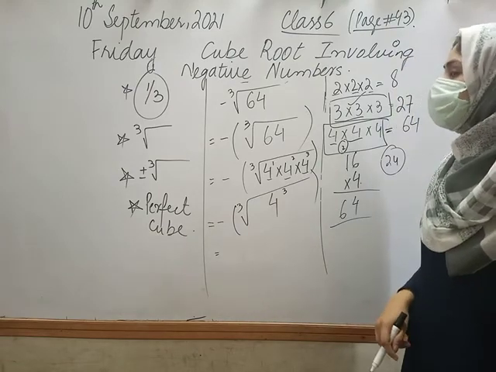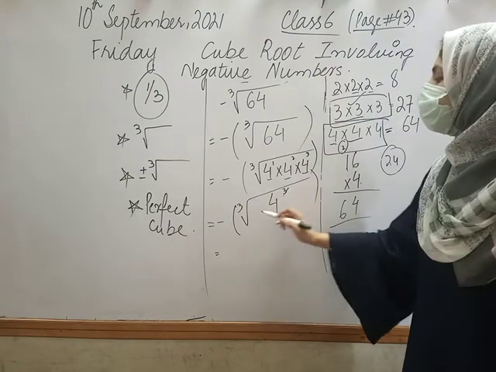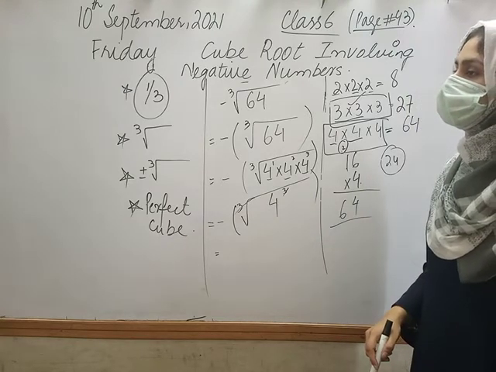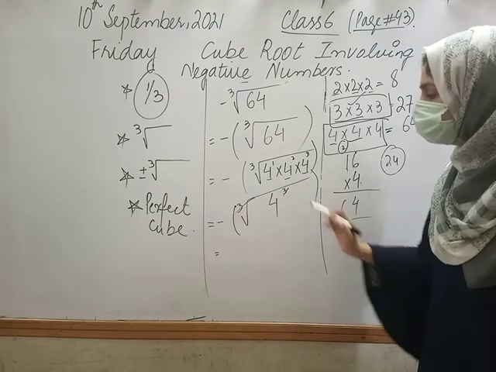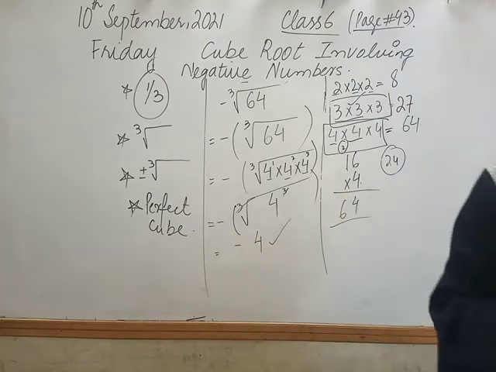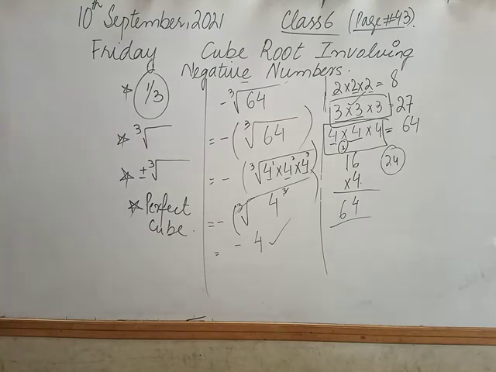Okay? In next step class, I will simply cut this cube by this cube root. Fine. In the end, I have minus 4.